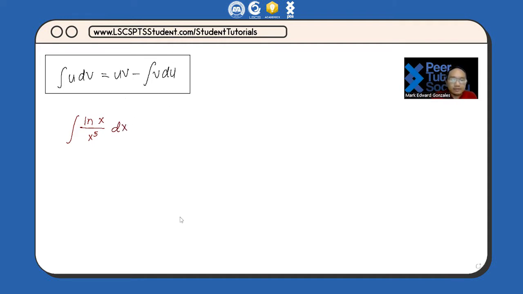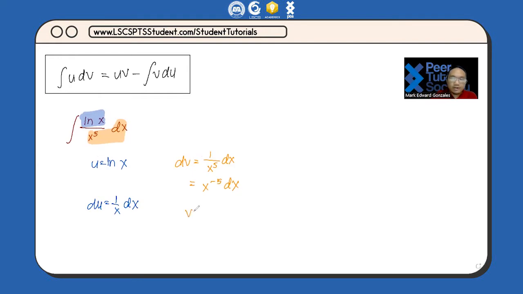Okay, for this one, let u be equal to the natural logarithm of x. The rest of the expression will be dv. So that's this. Expressing it using negative exponents, since negative exponents are a little bit easier to manipulate, we get this. So du is equal to 1 over x dx.